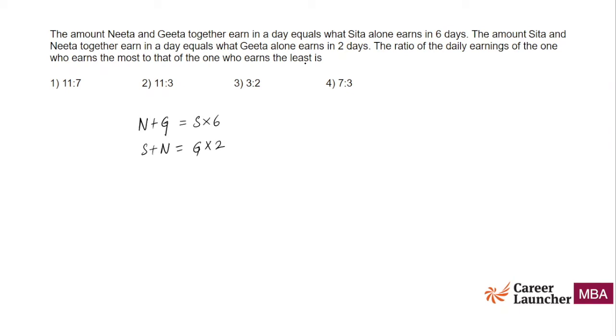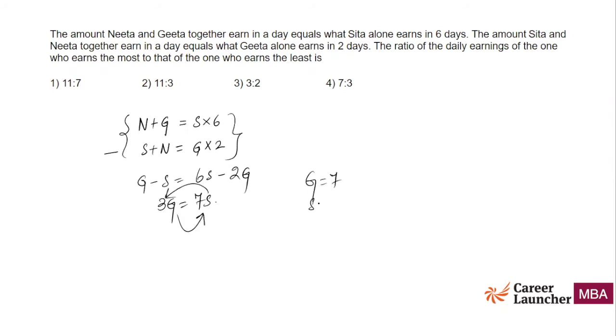We can't figure out the exact value, we can figure out only the ratio, since we have more variables and fewer equations. So let's do one thing, let's get rid of N, subtract. So we'll have G minus S is equal to 6S minus 2G, or we will have 3G is equal to 7S, or G is 7 and S is 3.